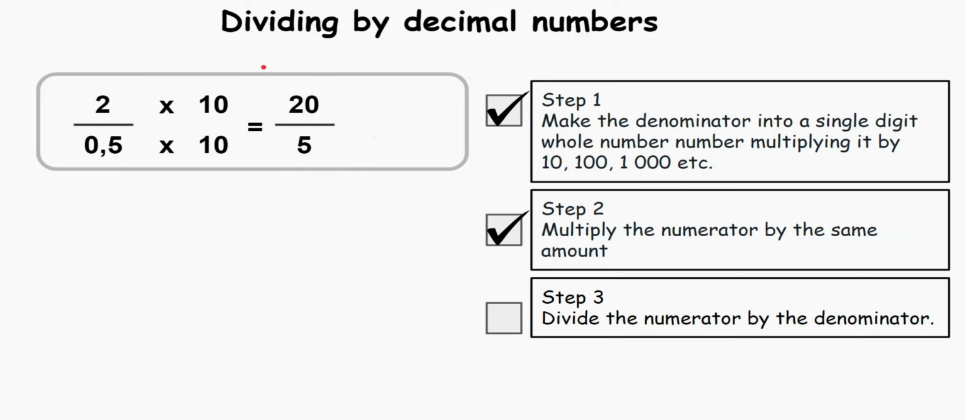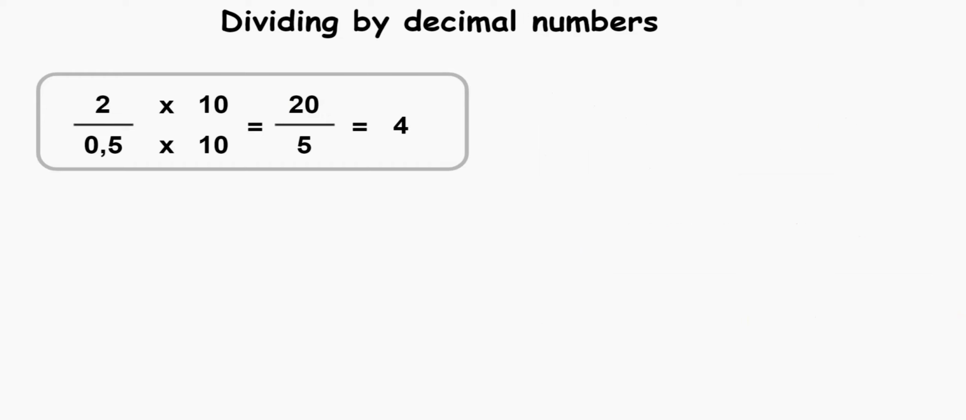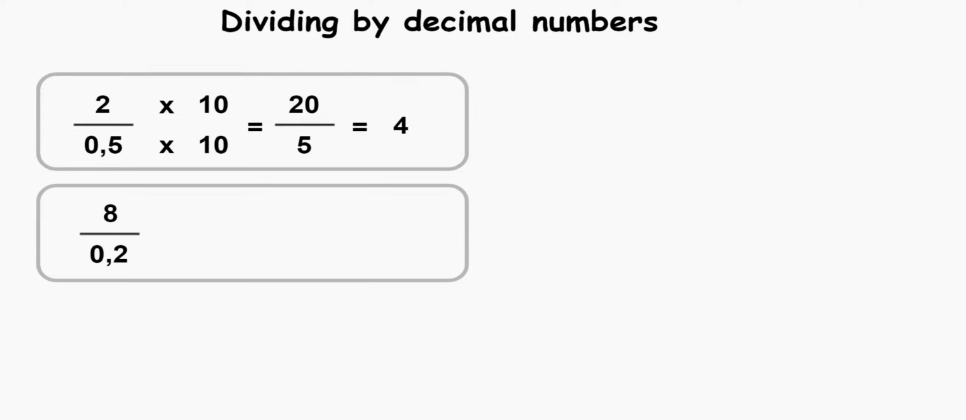So our third step is to divide the numerator by the denominator, or dividend by divisor. And 20 divided by 5 equals 4. Next, let's divide 8 by 0.2. So again, our first step is to make our denominator 0.2 into a single digit number. And to do that, we'll need to make it more valuable, which can only be done by multiplying it.